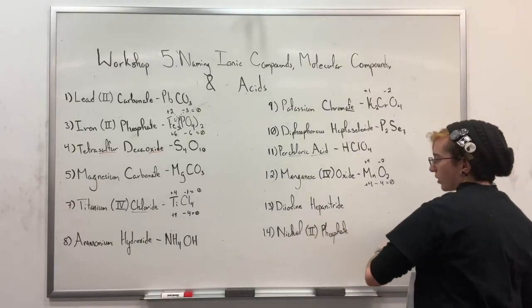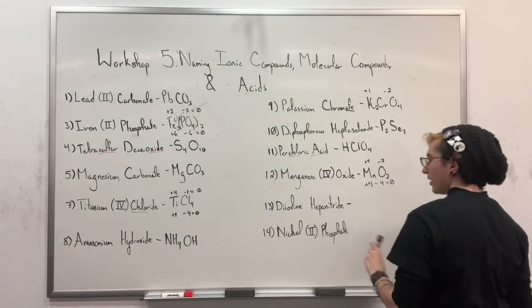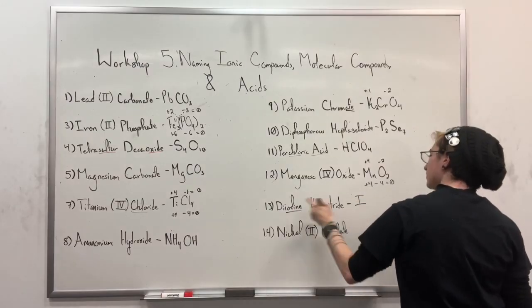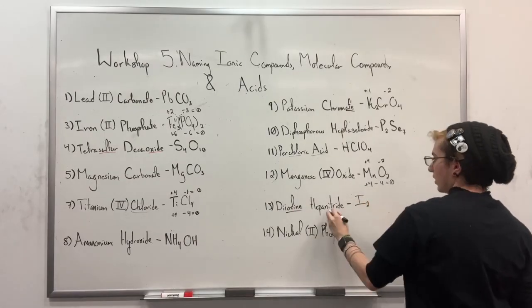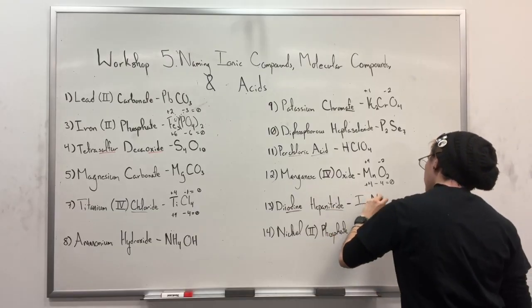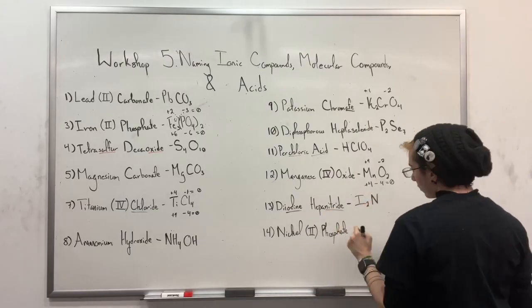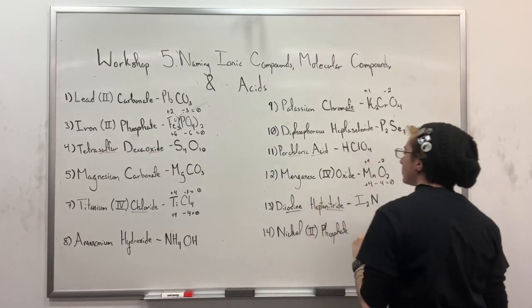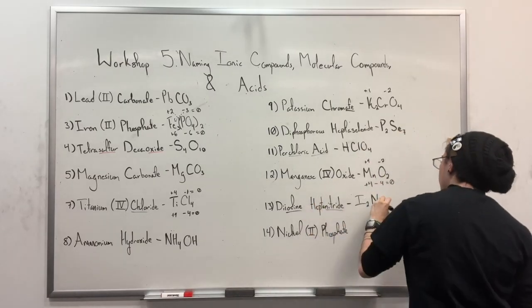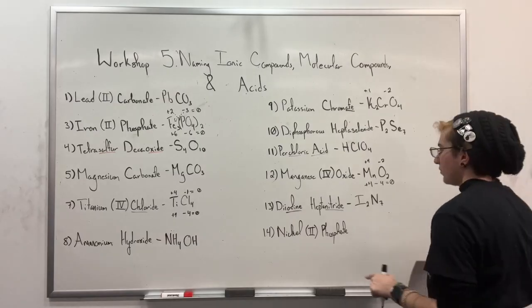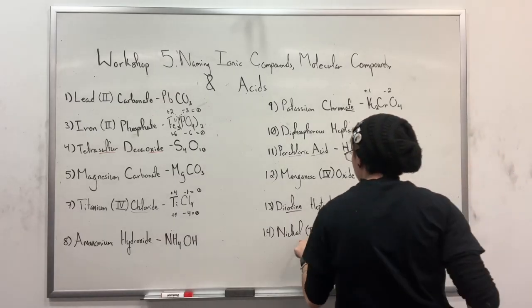Diiodide heptanitride, we got prefixes, so it's a molecular compound. Iodide, we're working with iodine. Di meaning 2. Nitride, we're working with nitrogen. I spelled it wrong, it's not hepa, it's hepta. Sorry. Hepta meaning 7. I2N7. And now last one, nickel(II) phosphate.